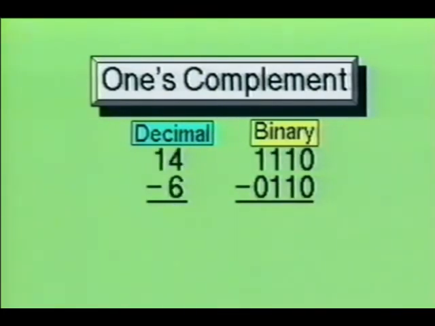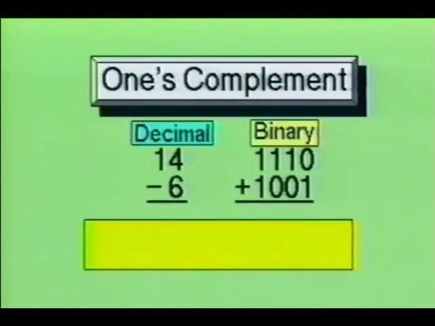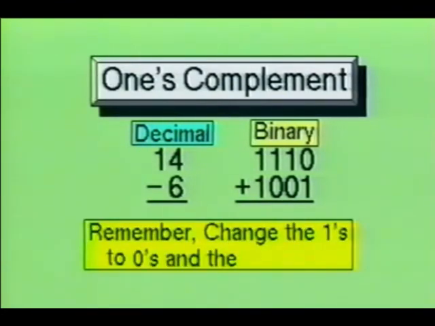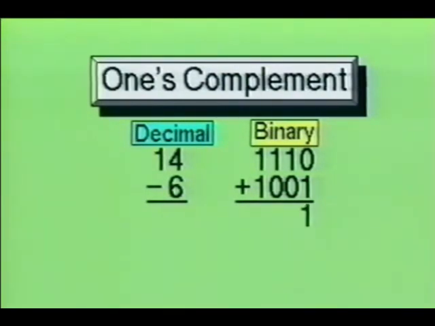This time we will subtract decimal 6 from decimal 14. As you can see, the binary equivalent of decimal 14 is 1110, and the binary equivalent of 6 is 0110. First, we find the complement of the subtrahend. Then we simply add the complemented subtrahend to the minuend. You already know that 0 plus 1 equals 1. 1 plus 0 equals 1. 1 plus 0 equals 1, and 1 plus 1 equals 0, carry 1.